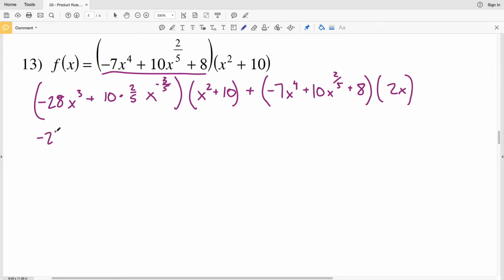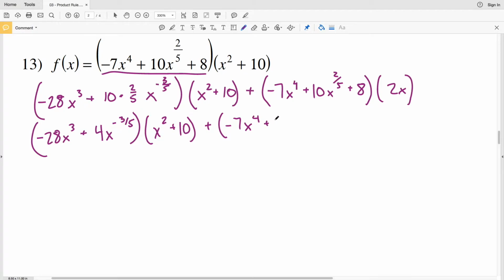So I'll have negative 28x cubed plus 10 times 2/5, which is 20 over 5, which equals 4. So that's 4x to the negative 3/5, and that's the part I wanted to simplify. So that gets multiplied by x squared plus 10, and then added to negative 7x to the 4th plus 10x to the 2/5 plus 8 times 2x. So now expanding our first binomials.